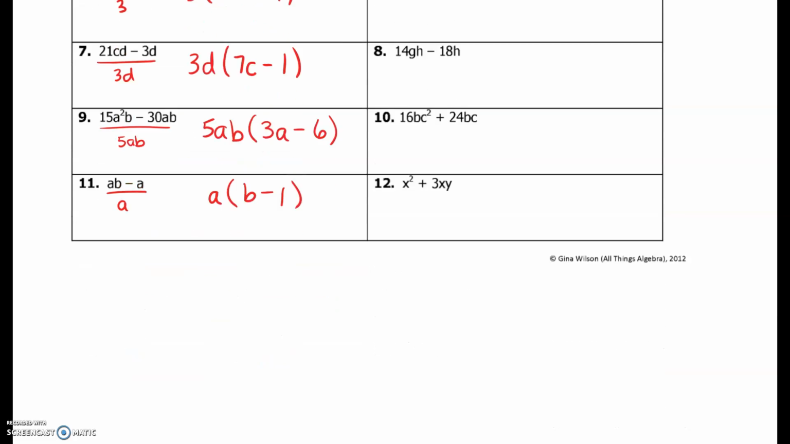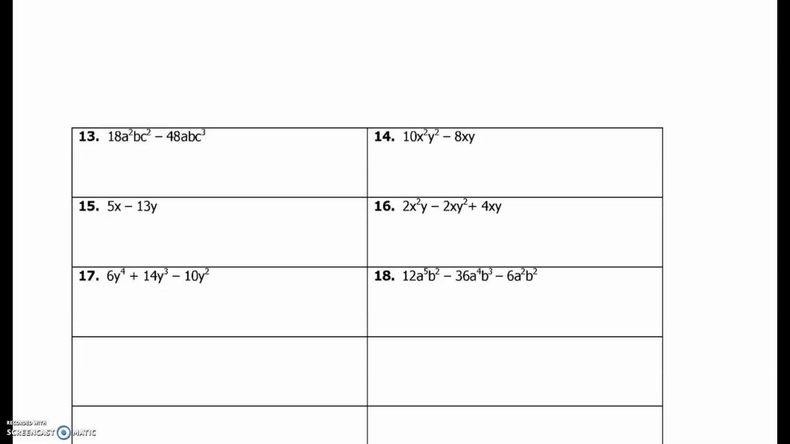Okay, moving on to the back page, same idea, but a little bit more complicated in terms of the variables. So 18 and 48. The highest number that is divisible by both of these is 6. And you look, they do have an A, a B, and a C. So take out the smallest of each. So we can take out one A, one B, and two C's. That is what you're going to divide each one of these terms by.